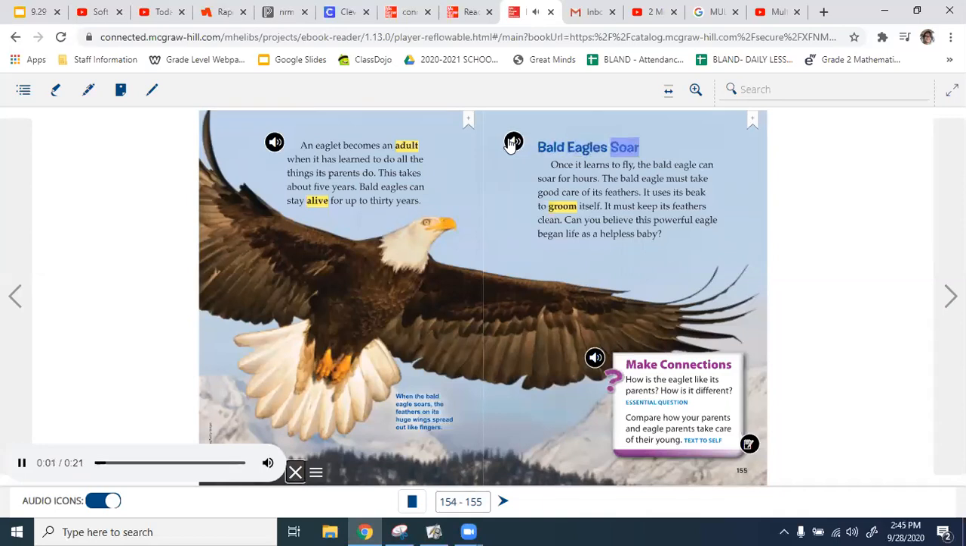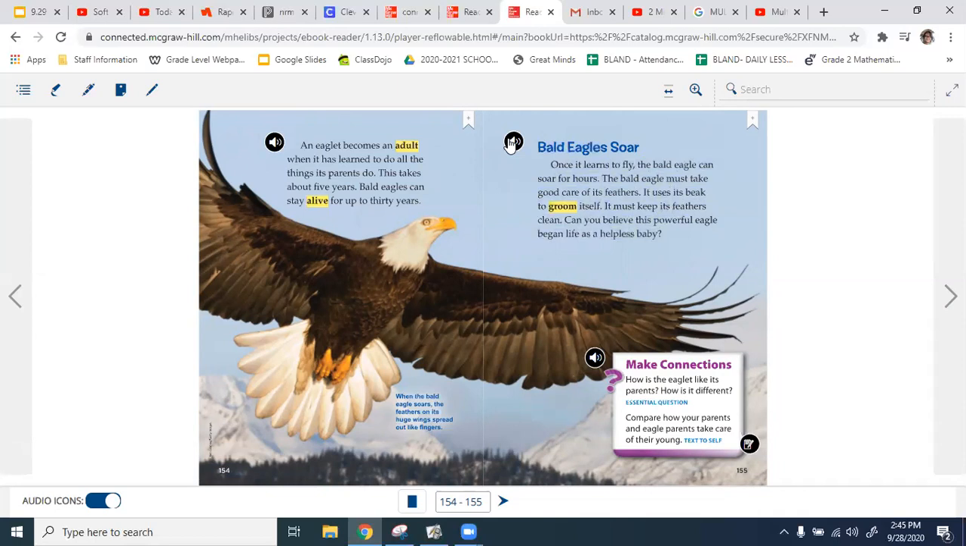Bald eagles soar. Once it learns to fly, the bald eagle can soar for hours. The bald eagle must take good care of its feathers. It uses its beak to groom itself. It must keep its feathers clean. Can you believe this powerful eagle began life as a helpless baby?